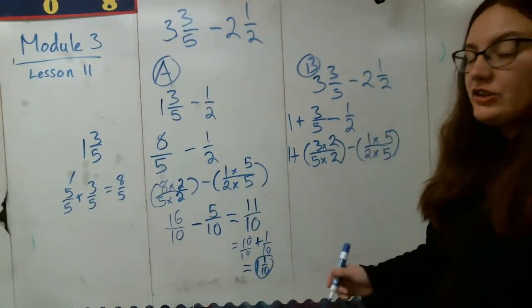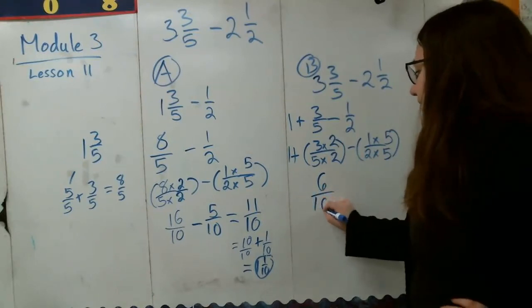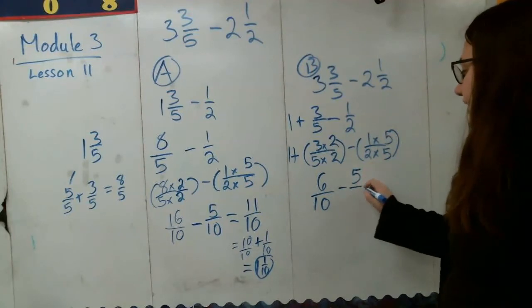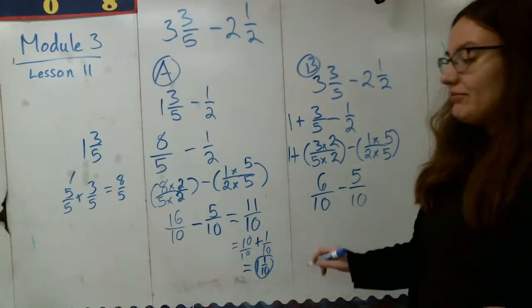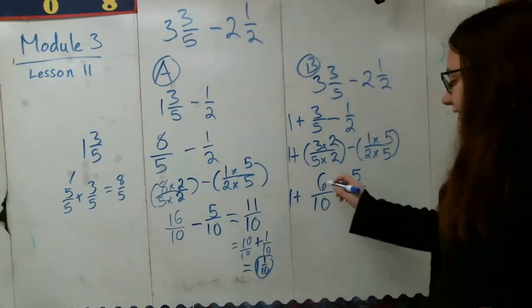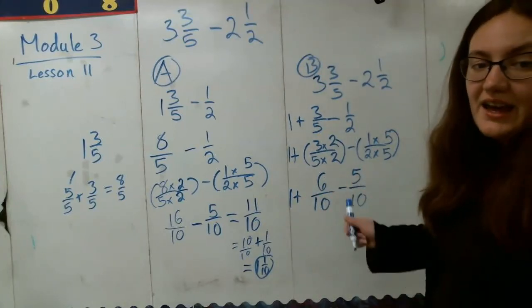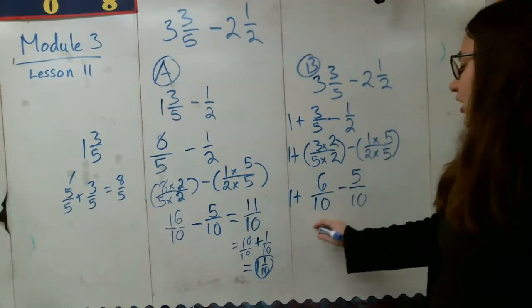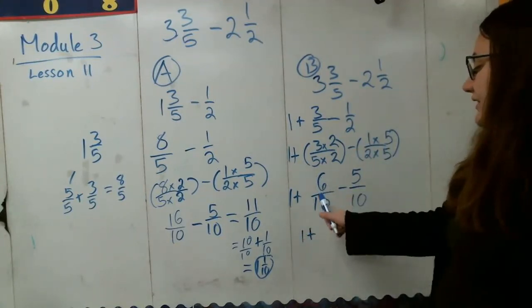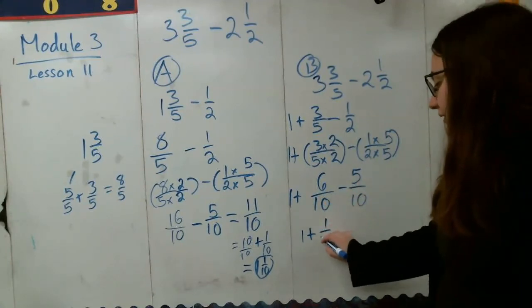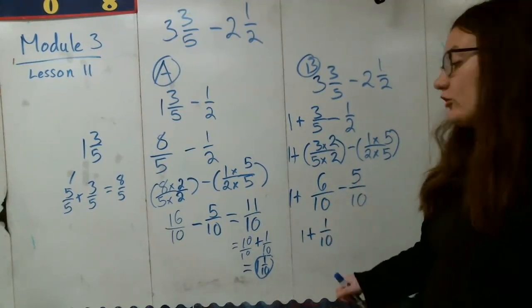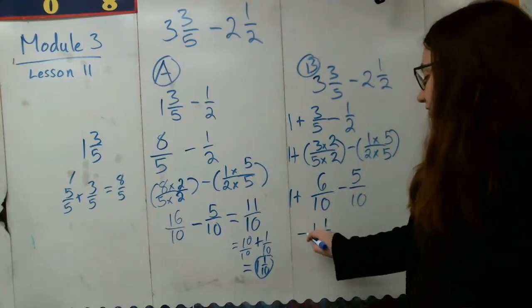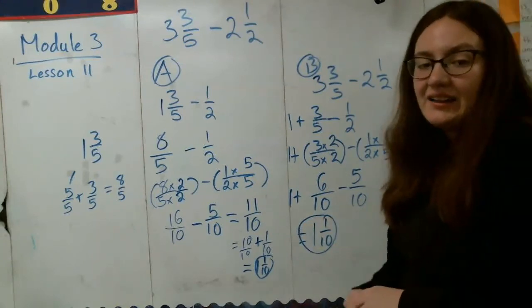So we have 3 times 2, which gives me 6. 5 times 2, which gives me 10. And then over here I have 1 times 5, which gives me 5, and 2 times 5, which gives me 10. So now it's like I have 1 plus 6/10 minus 5/10. Since these both have the same denominator, I can now subtract. So I have 1 plus 6 minus 5 gives me 1. And then my denominator stays the same. So then I just erase that plus sign. And I'll get, again, that final answer of 1 1/10.